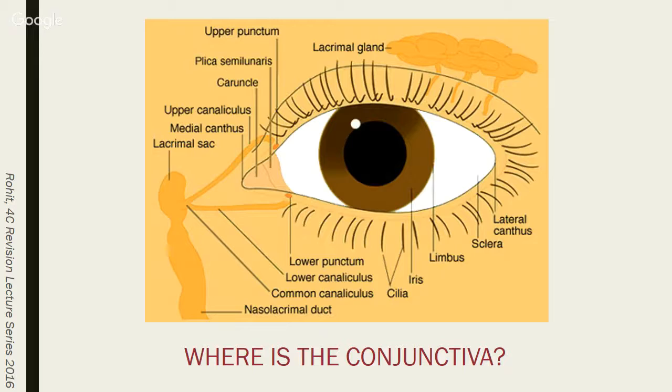So importantly, if you have a conjunctivitis, which we'll talk about later, it not only affects the outer aspect of the eye that you can see, but also if you invert the eyelids, you'll be able to see some changes there as well. So that's important to remember.